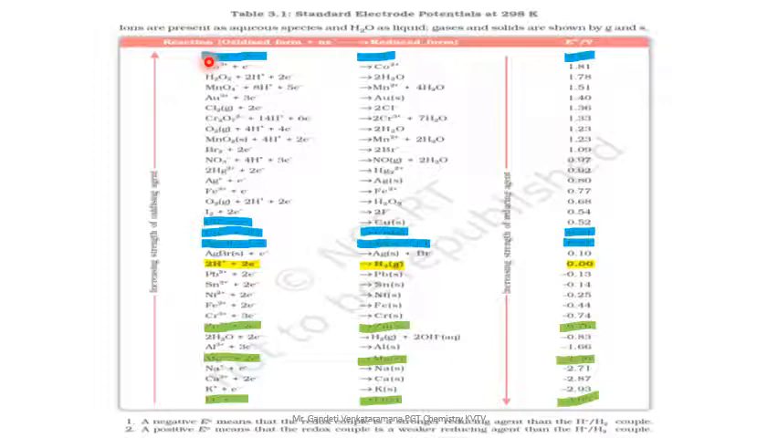oxidizing agent. Clear? Reducing agent means you have to look at the right hand part. Oxidizing agent means left hand. So don't write F minus. Oxidizing agent means go to this part, the left hand side. F2 is the strong oxidizing agent. The strong reducing agent is lithium. Clear?